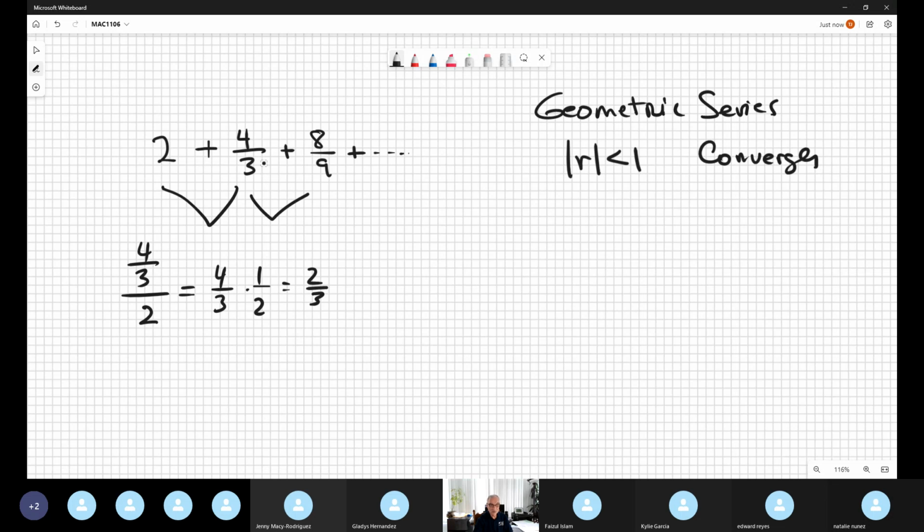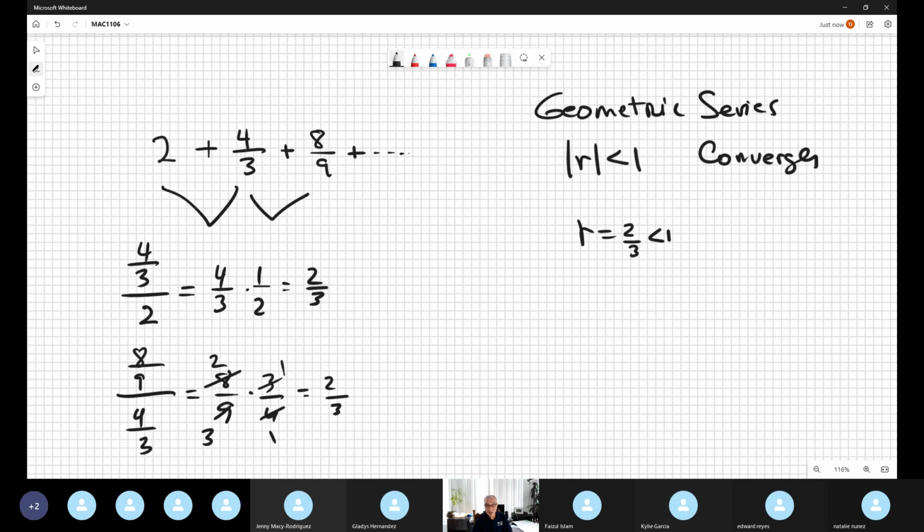It's so beautiful. Let's do it. 2/9 divided by 4/3. 2/9 times flip it, 3/4. Use a little bit of simplification: 3 divided by 3 is 1, 9 divided by 3 is 3, 4 divided by 2 is 2. So 2/3. Okay, so the common ratio is 2/3.